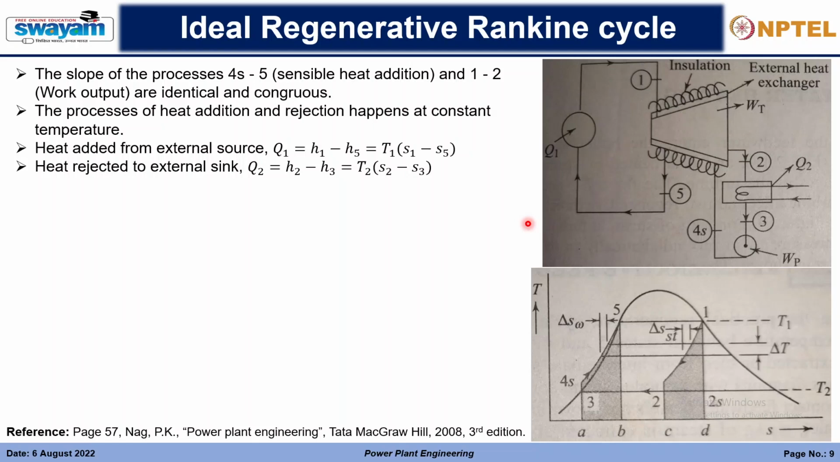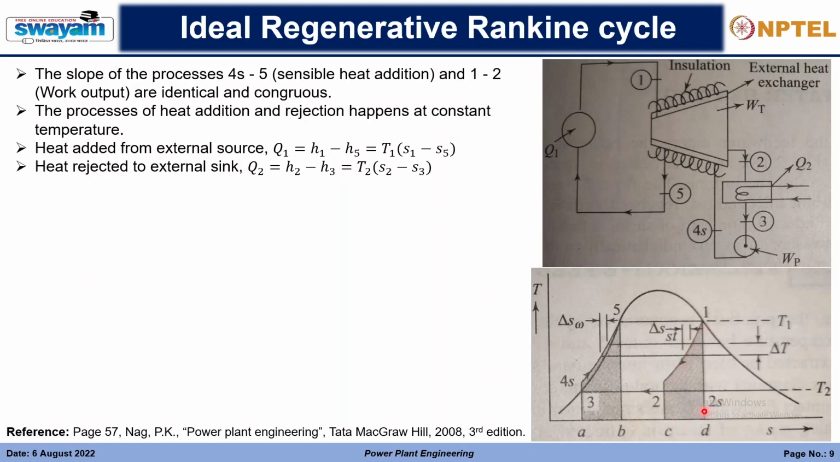So moving on, let me explain the thermodynamic processes. Let me go through it a little bit quickly. The process is 4s to 5. The 4s to 5 is a sensible heat addition, and 1 to 2 is the work output. Since it is extracting the heat from this turbine, the slope of this curve would be exactly similar to the slope of this 5 to 4s, because it is taking the same amount of heat.